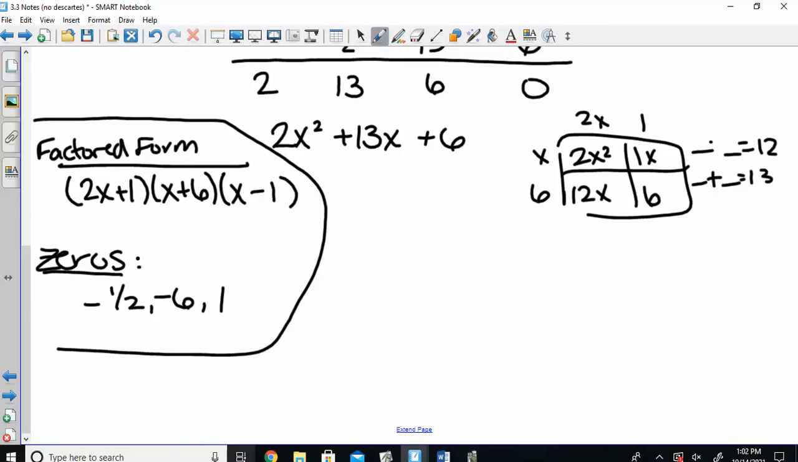Any questions there? Do we want to do another example, or do I want to stop for today? Stop here. You guys don't want to move on.